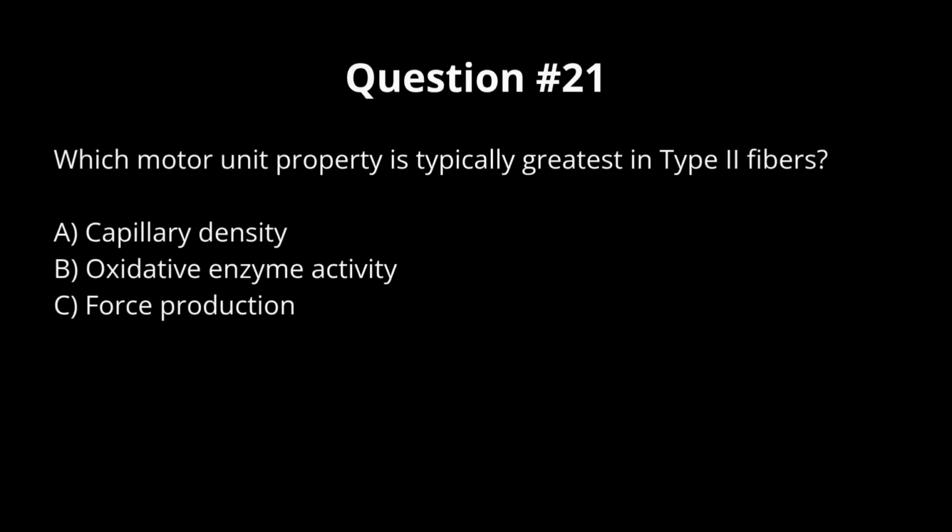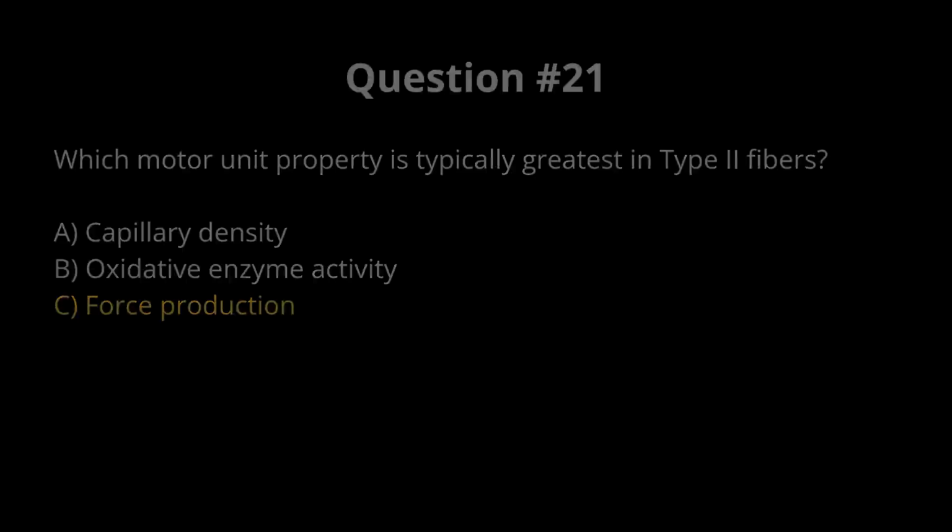Question number 21. Which motor unit property is typically greatest in type 2 fibers? A. Capillary density, B. Oxidative enzyme activity, C. Force production. The correct answer is C. The correct answer is force production. A type 2 fiber produces more force because of its larger size and faster myosin ATPase activity.